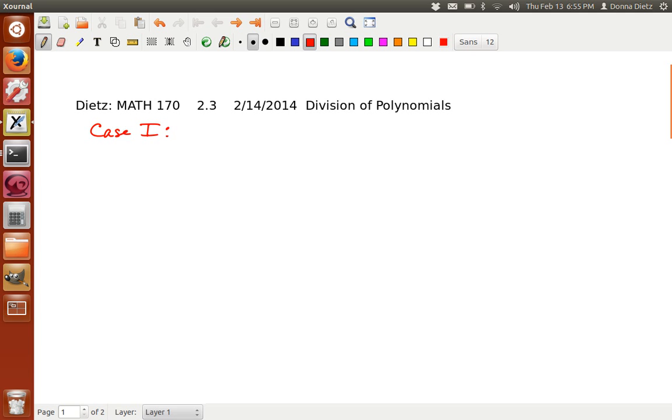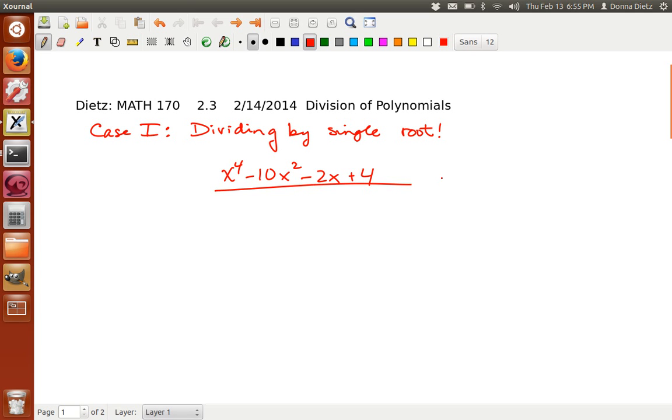There are two cases. Case one, I mean, there are more than two cases, but we're only going to cover two cases. Dividing by a single root. Okay, and in that case, here's an example of a polynomial, and this is equivalent to an improper fraction. You're going to divide by x plus 3.